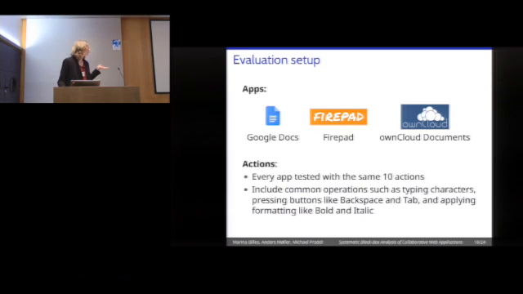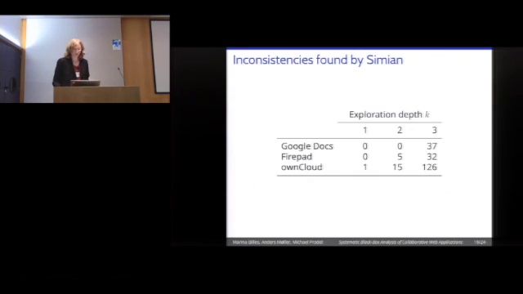So for our evaluation, we've looked at 3 applications. We have Google Docs, FirePad, and OwnCloud Documents. For those 3 apps, we use the same set of 10 actions to analyze them as the input. Those are common actions such as typing characters and pressing buttons like backspace or tab, or applying formatting like bold or italic. So that's our set of actions that we give to the analysis. And then we show what inconsistencies Simian reports.